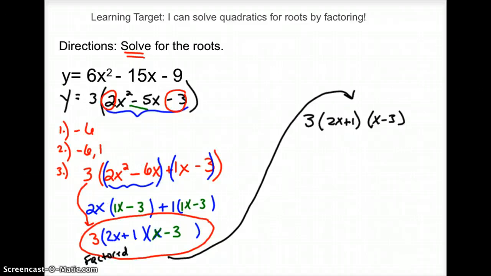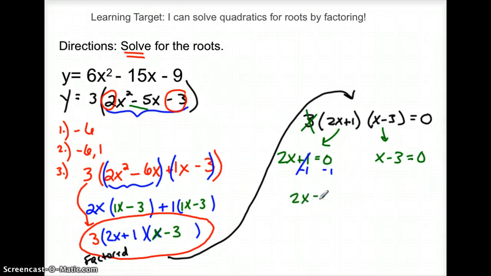Now I have to take these groups and set them to 0, because to solve means there's an equals 0 at the end. So the 3 is really inconsequential. This I need to set equal to 0. 2x plus 1 equals 0. Or this guy could possibly be 0. And that's making that product equal 0 at the end. So I've got to figure out these x values. So just do some quick solving: -1, and then we would divide by 2. So x would equal -1/2. And then here, just simply add 3. So then x will equal 3.